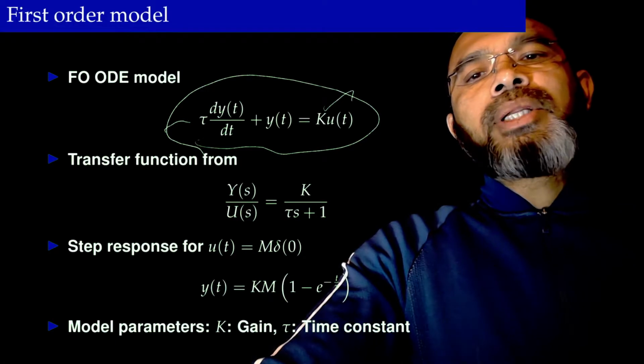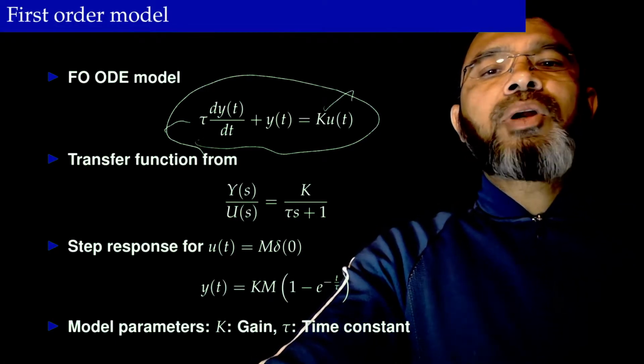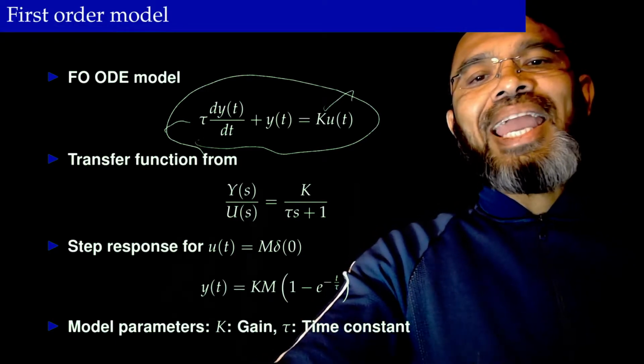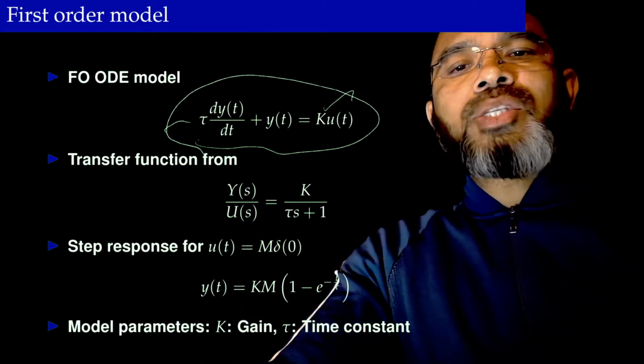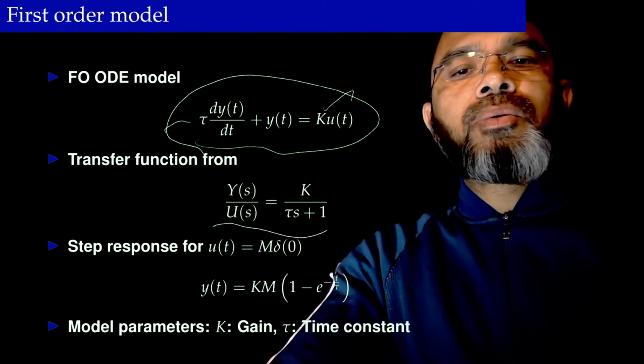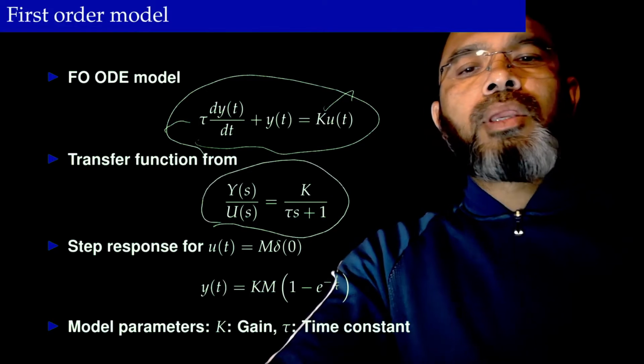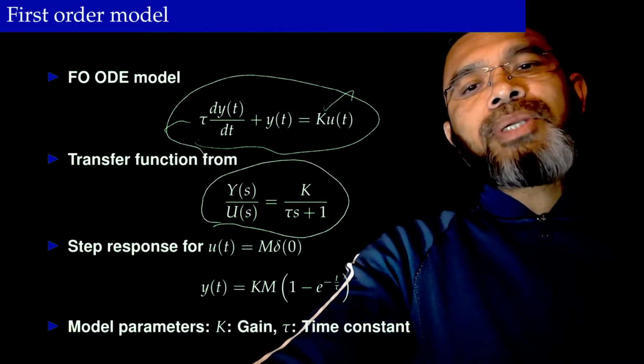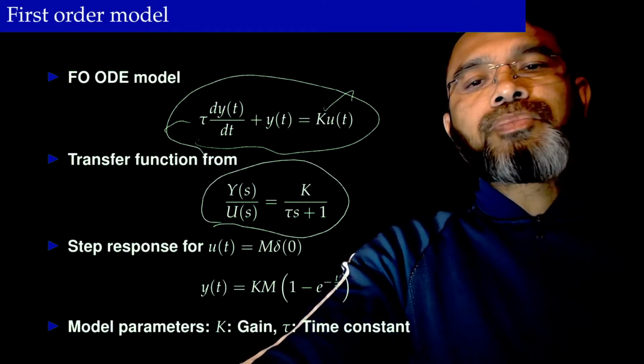Here there are the parameters tau and k. Tau is the time constant and k is the gain. So in the Laplace domain, the transfer function is expressed as k over tau s plus 1.